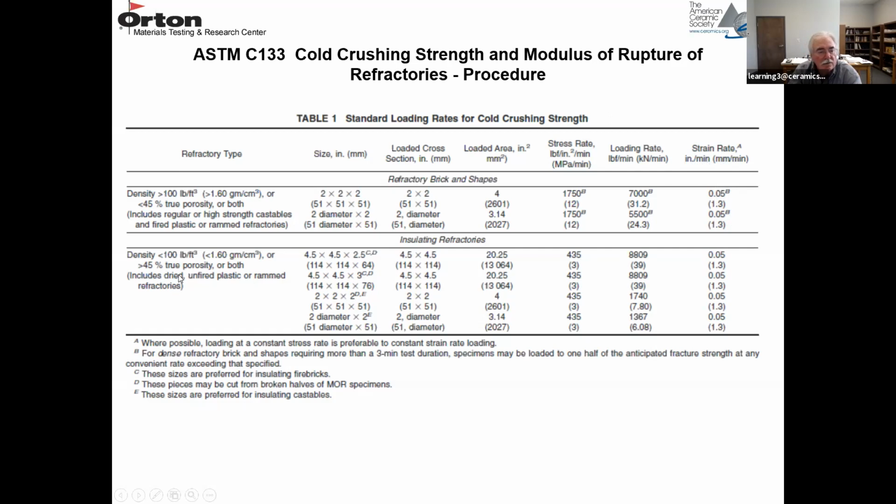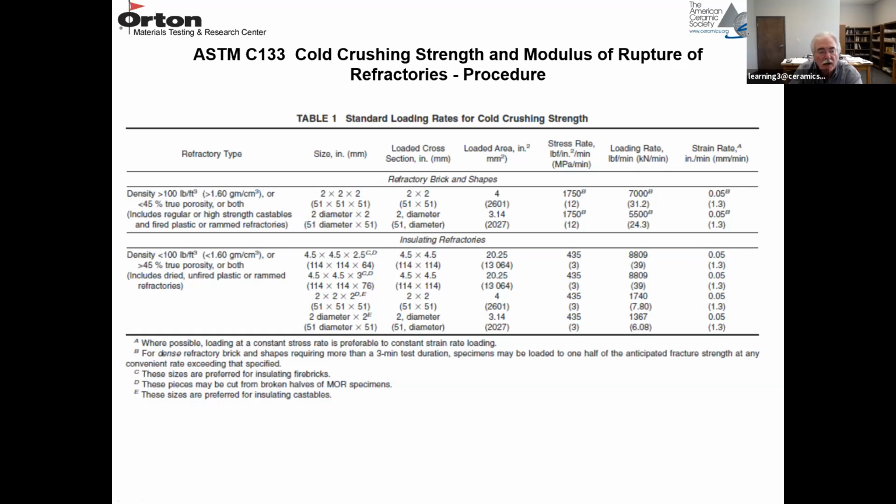And for a less dense refractory, less than 100 pounds per cubic foot, which would have a true porosity usually greater than 45%, you're using the bigger sample, a 4.5 by 4.5 by 2.5 inch sample. You're loading it on the large face, 4.5 by 4.5. The loaded area is about 20 square inches.